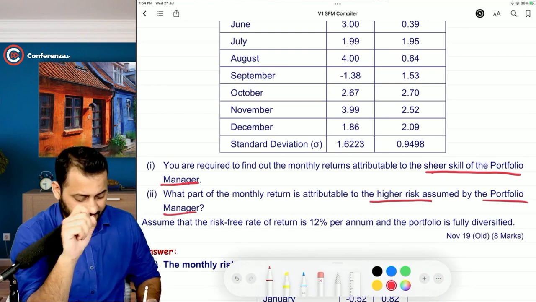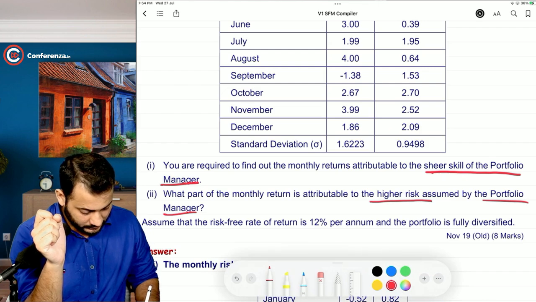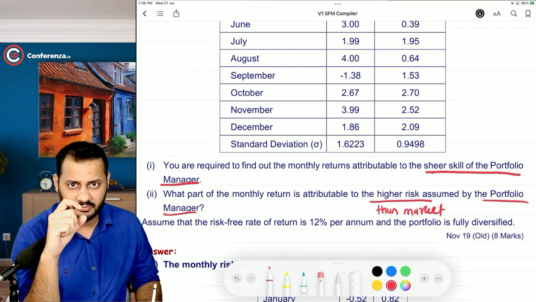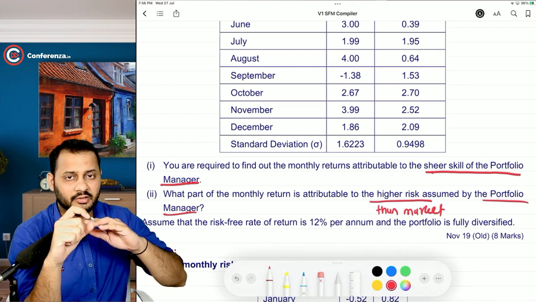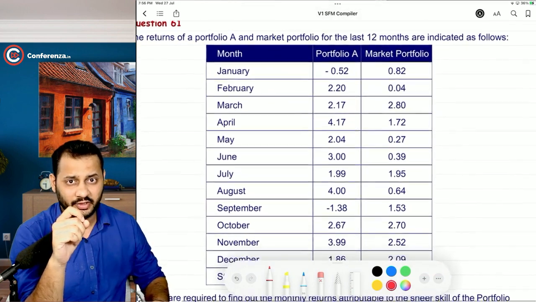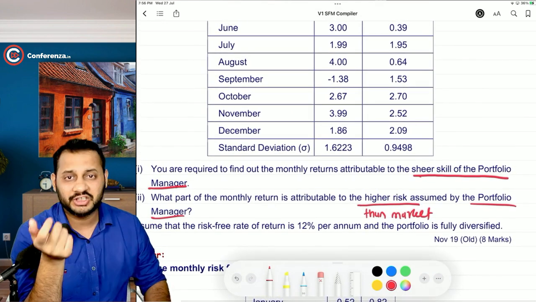Higher risk means higher than the market. So if a particular set of risk is with the market, and you are taking the risk higher than the market by investing in portfolio A, then that extra risk that you have taken is giving you how much extra return?